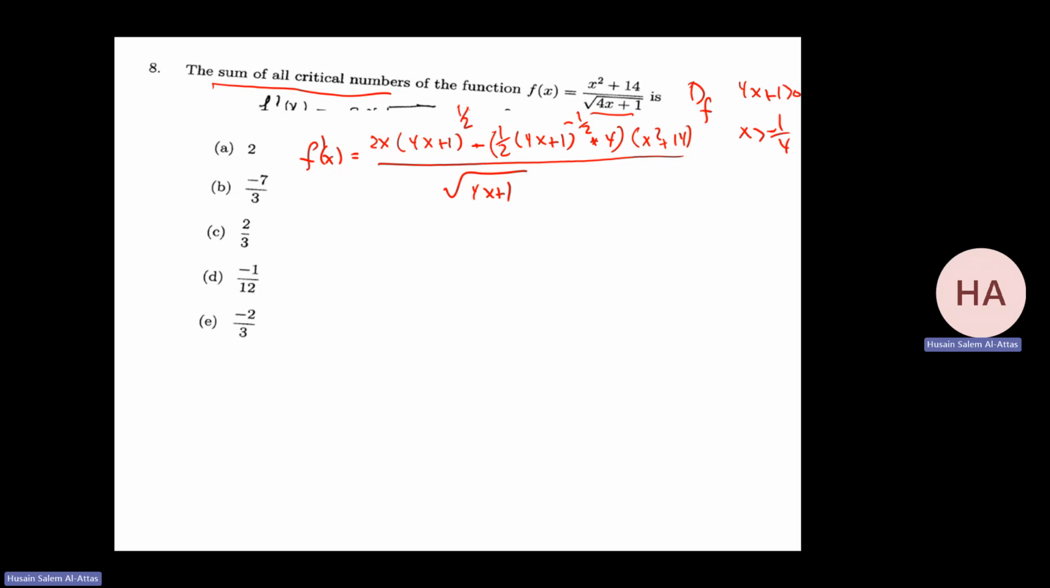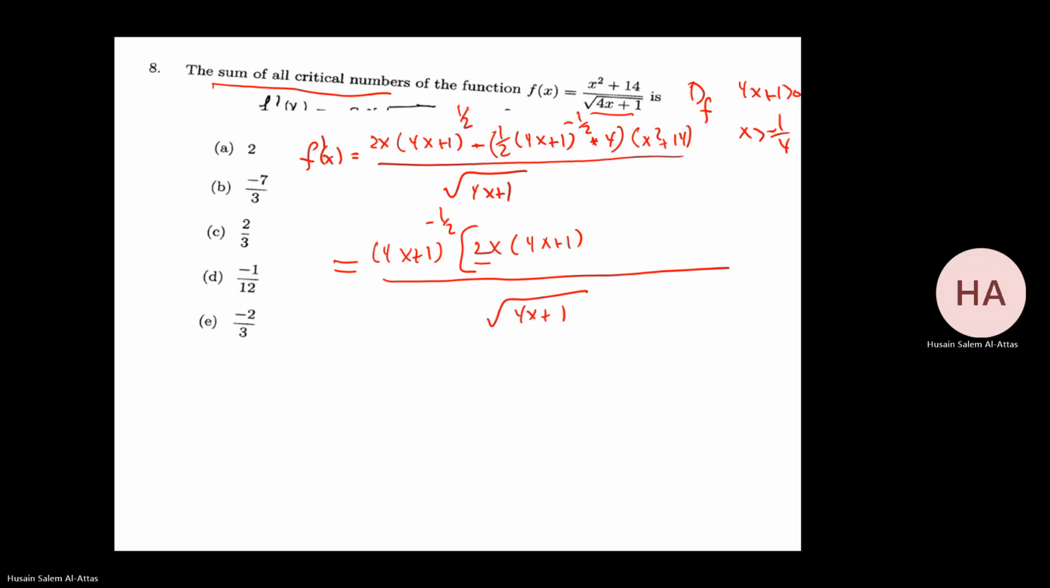This is the power half, so that will be half 4x plus 1 to the power minus half times the derivative of the thing inside, which is 4. Okay, let me simplify it now. Let me take a common factor here. I will take 4x plus 1 to the power minus half as a common factor. What is the remaining? I have 2x times 4x plus 1, over 4x plus 1, without the square root, since I need the square of this. That would not make an effect, but this is the correct one.